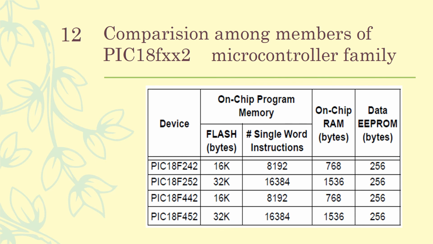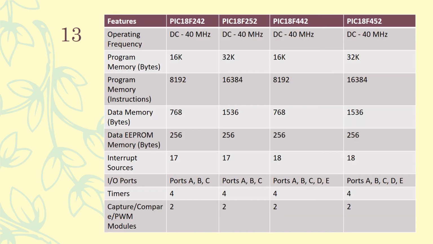In case of 252, 32K flash bytes and 16384 single word instruction bytes on-chip program memory, then 1536 on-chip RAM and 256 data EEPROM, and 452, which is our interest, especially last line we will be taking into account. So 32K flash, then single word instructions 16384, then on-chip RAM 1536 and data EEPROM is 256 bytes. So these are some of the other features-wise comparison of various family members belonging to 18F series.